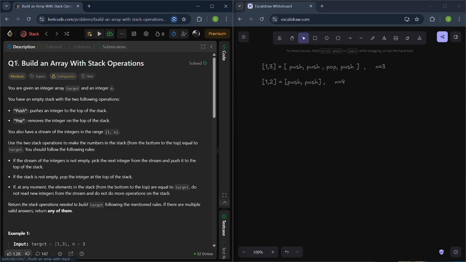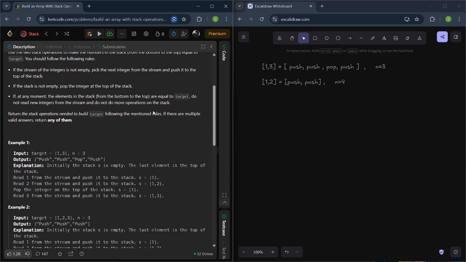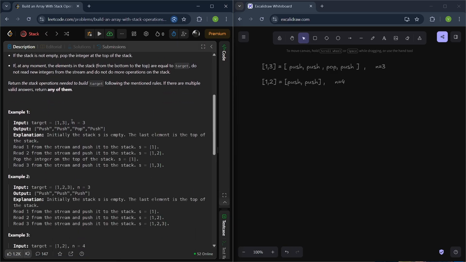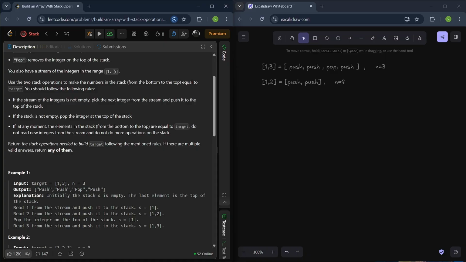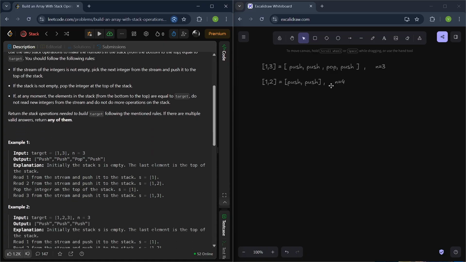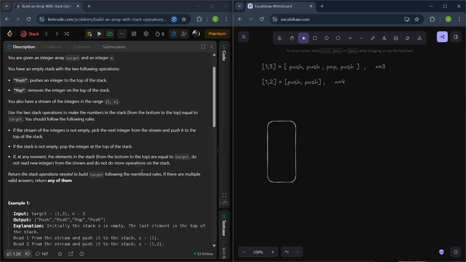Hi, so today we are going to see the LeetCode question Build an Array With Stack Operations. So basically, what they have given us is a target and an n value. This n value, we have to use from 1 to n and we have to create a stack. So basically we have to create a stack by using 1 to n.